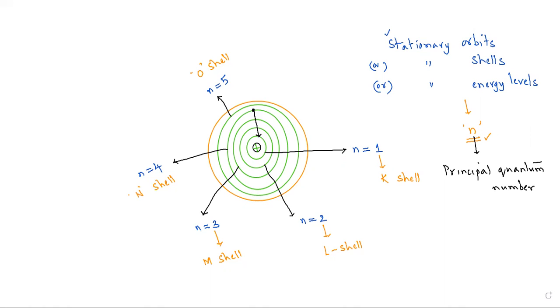Now the absorbed or emitted energy can be calculated using Bohr's frequency rule. That is E2 minus E1 is equal to delta E, nothing but h nu. Next.